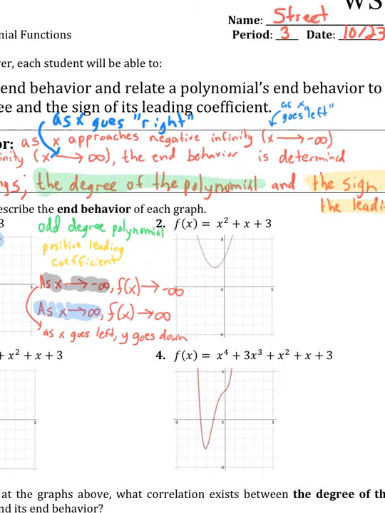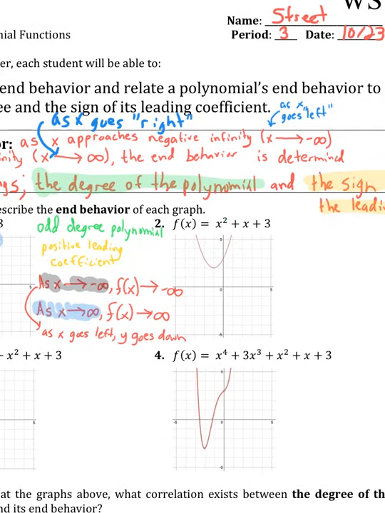We'll look at problem number 2. Problem 2 says x squared plus x plus 3. So that's written in standard form already for us. And it's x squared. 2 is an even number, so that's an even degree polynomial.